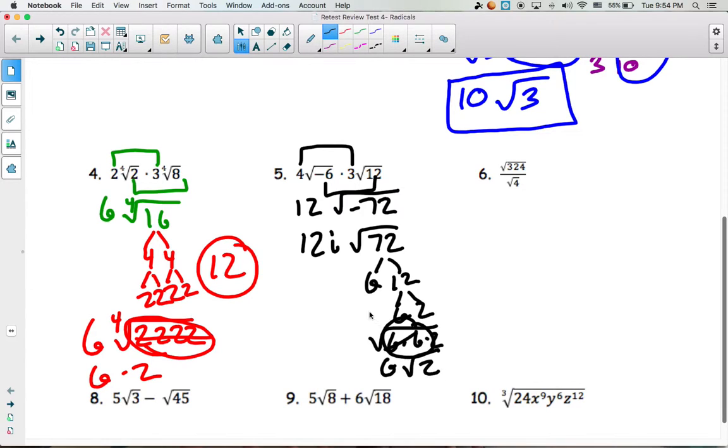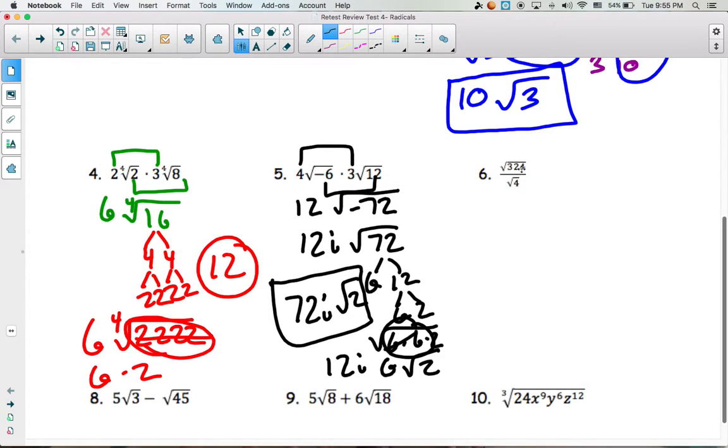will stay home. And we also have this 12i outside. So I'm going to take 12i times 6, that gives me 72i, and then I have root 2 on the end. And that will be my simplified form.